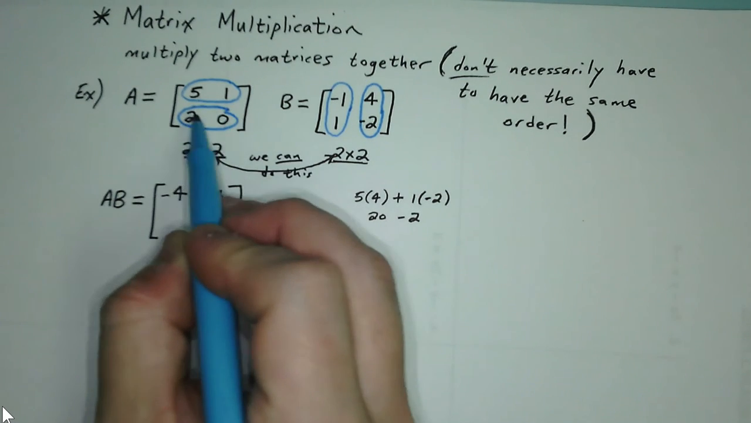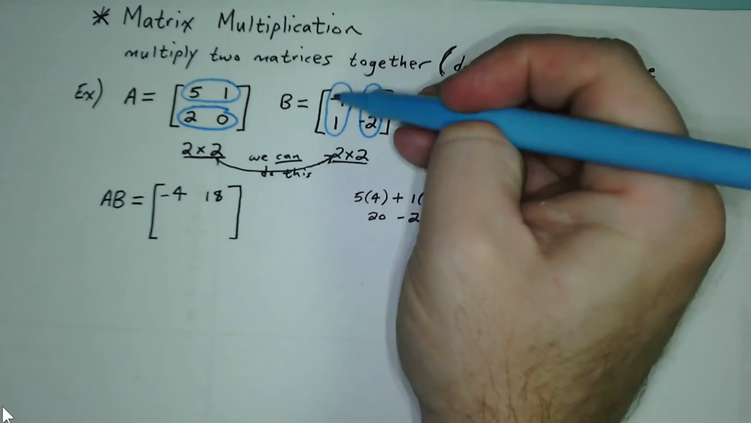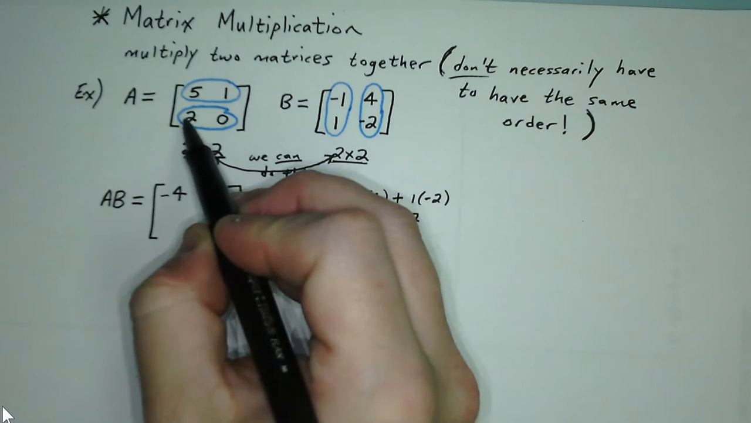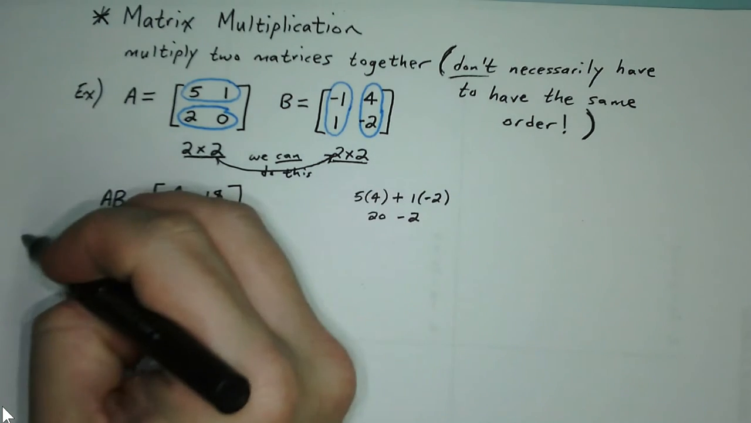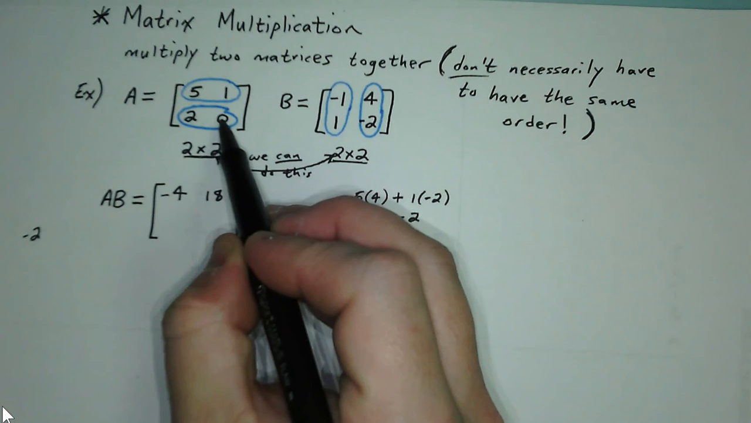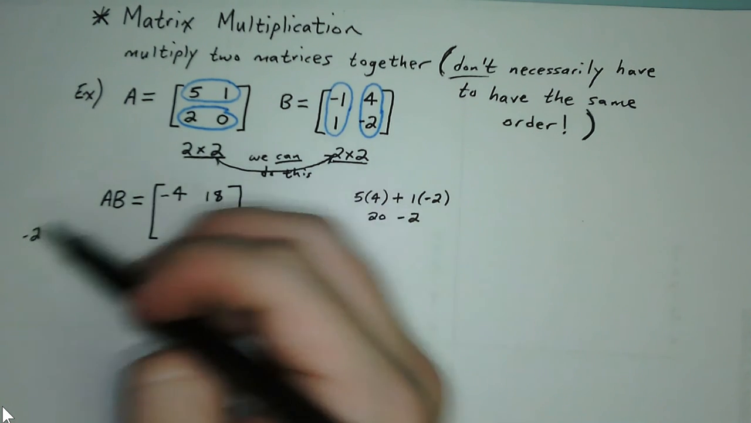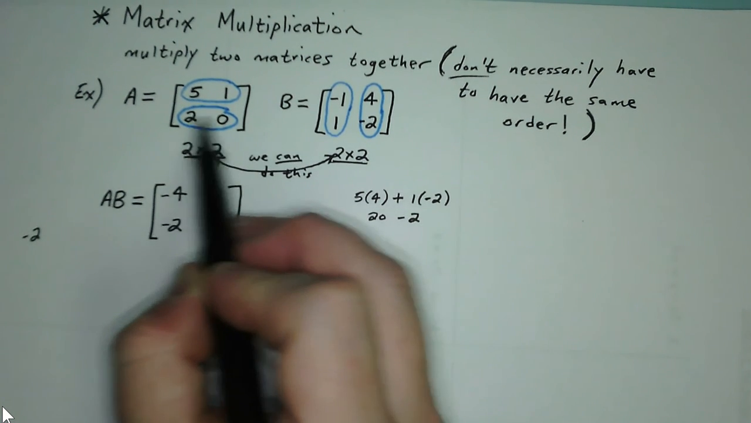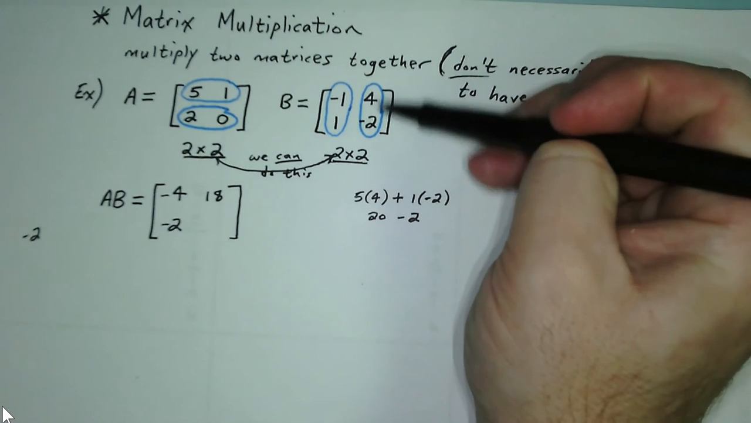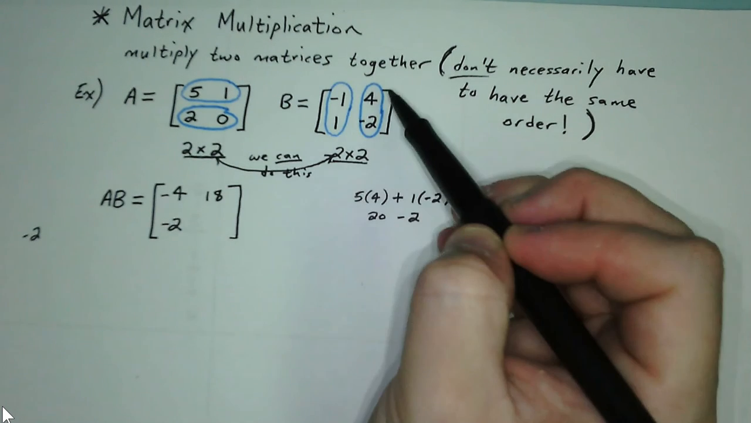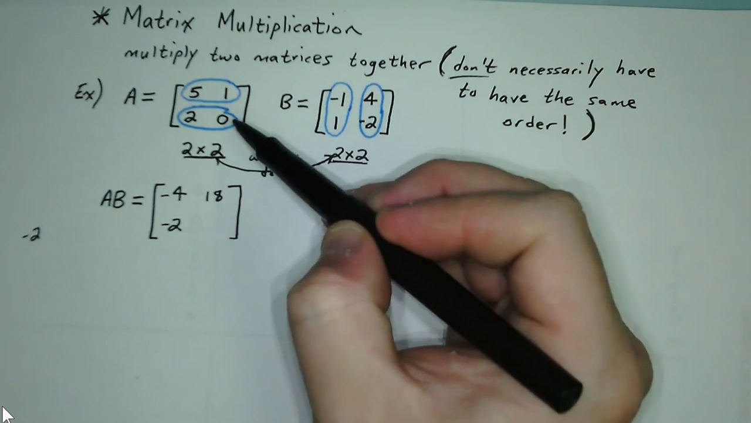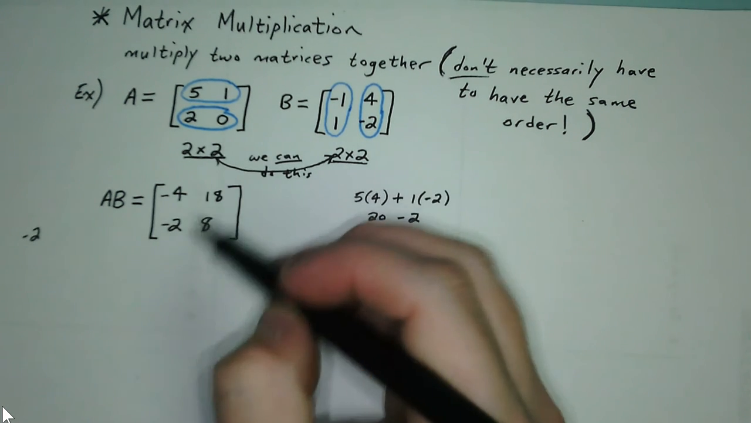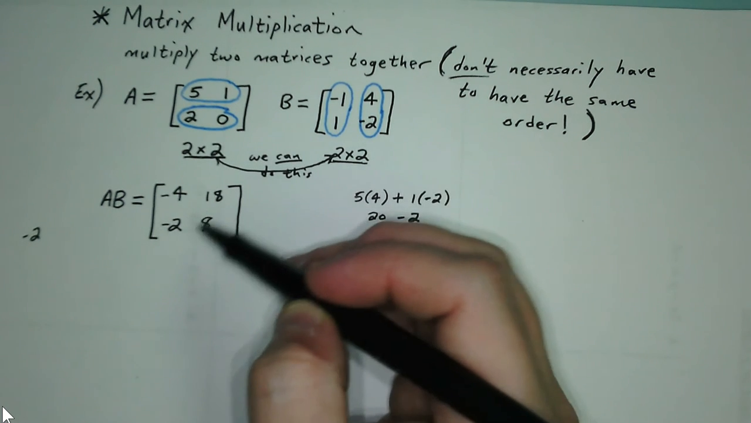So now we got to do row 2 times column 1 and then column 2. So here we go. 2 times negative 1, that's negative 2. And then 0 times 1, well, that's just 0, so negative 2. And now we got to do this row times this column. So 2 times 4 is 8. 0, that's another 0. So 2 times 4, that was 8. And so right here, this is my final answer.